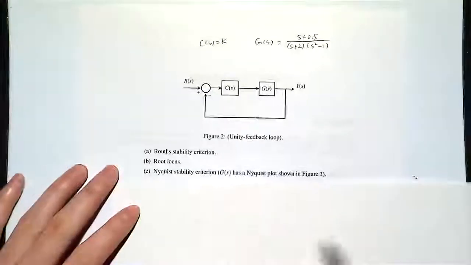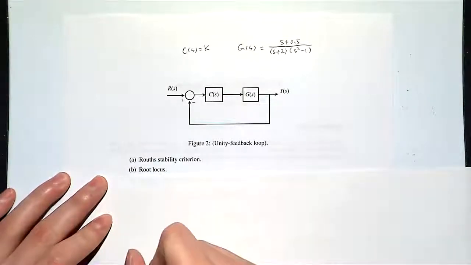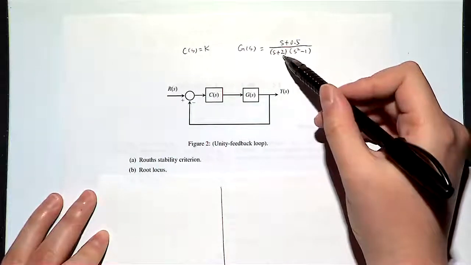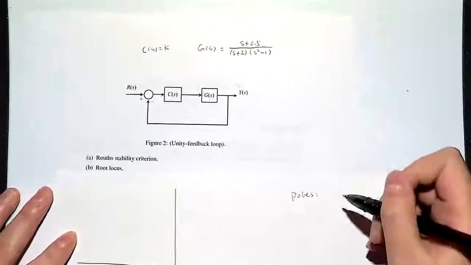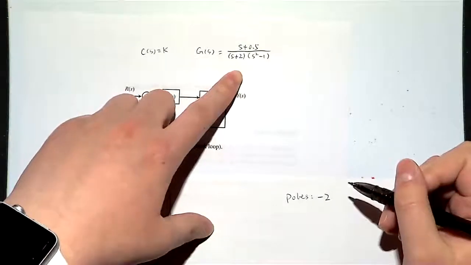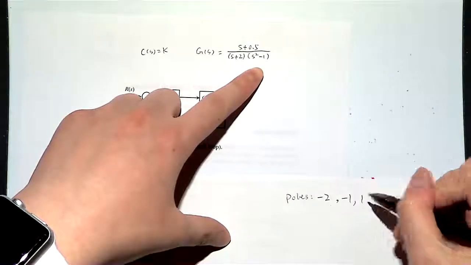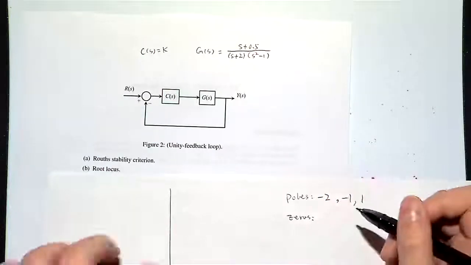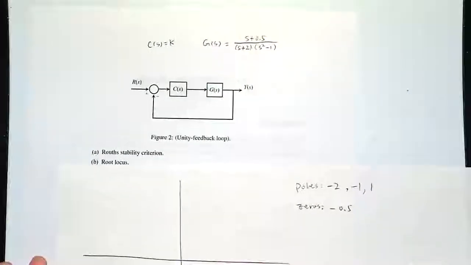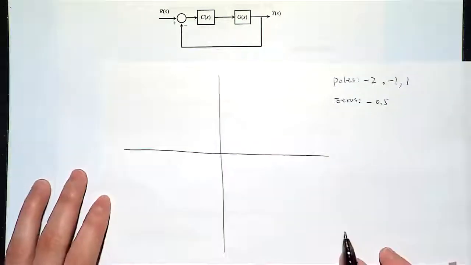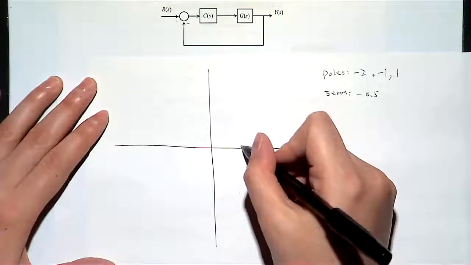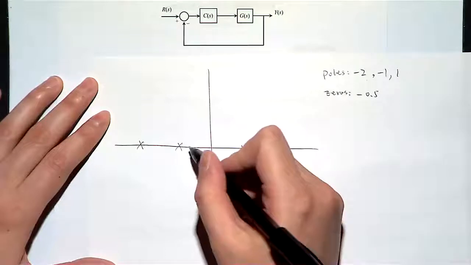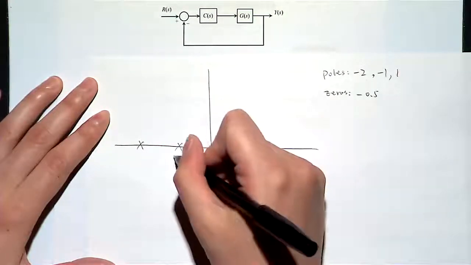So now we move to root locus. Alright, so let's write down the poles. You have one at -2, right? For this, you have one at -1, another at 1, right? And the zeros, you just have one, -0.5, right? So you label them on your axis. You got a pole at 1. You got another pole at -1, -2, and a zero at -0.5. Right?